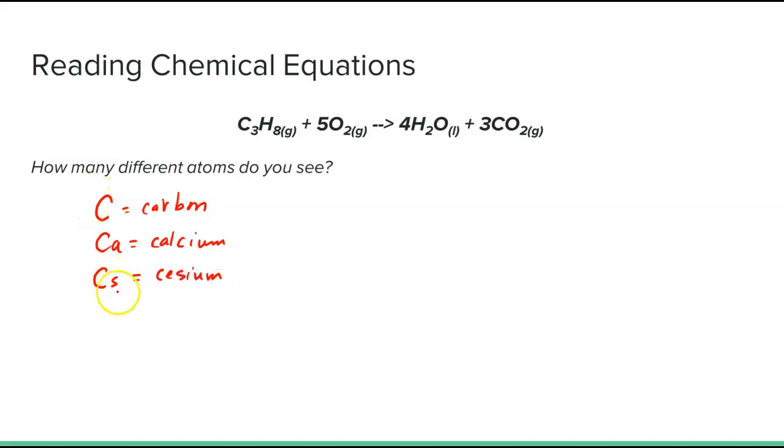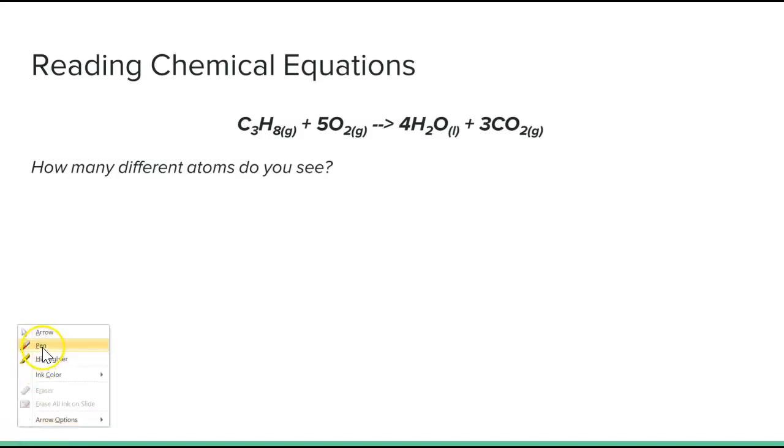So if you see a lowercase letter, just know that it's because we ran out of the alphabet and we're now using the lowercase letters to help us figure out which chemical it is. So in this case, how many different atoms do I see? Well, I look for all the capital letters that I can find. I have a C over here. It looks like I have an H over here. And I have an O over here.